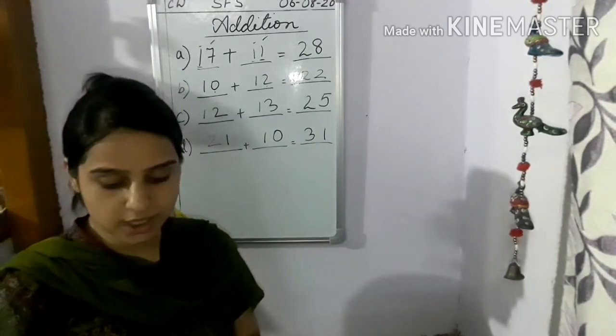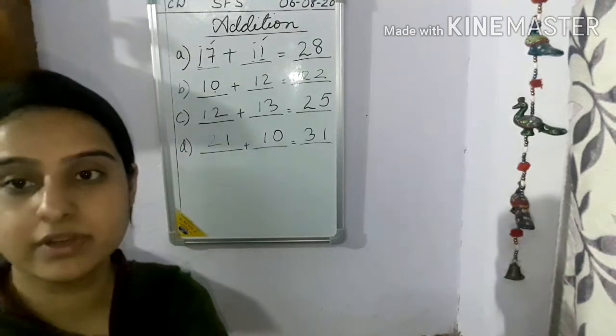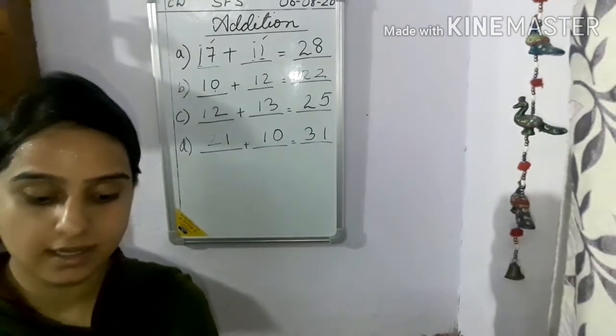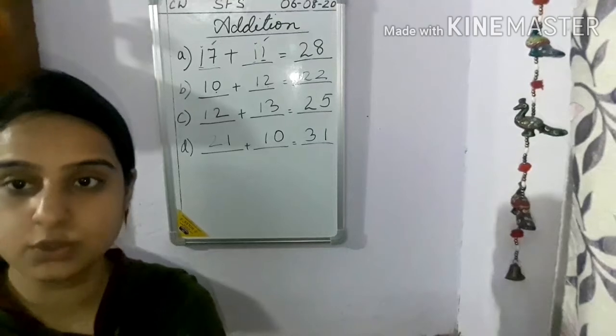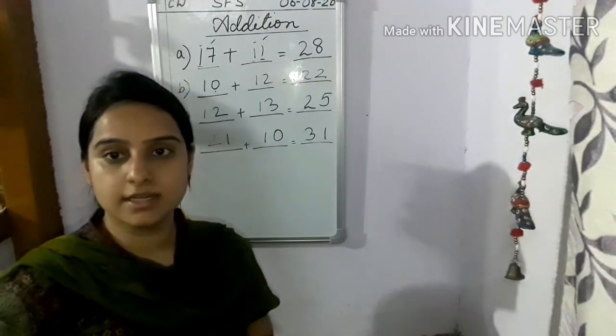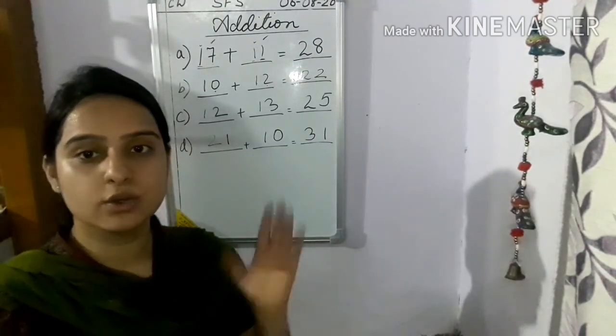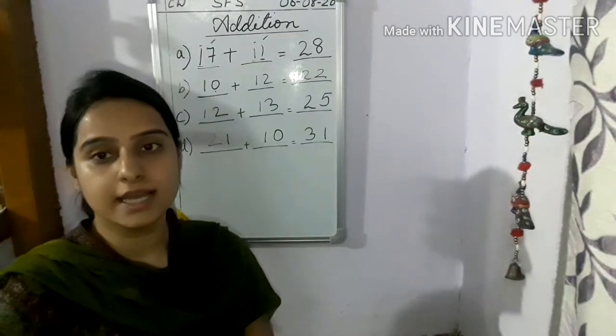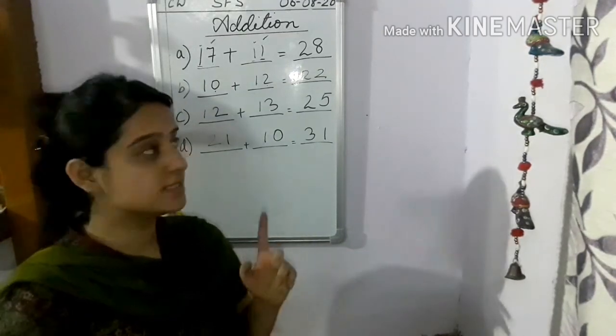So children, you note down this in your book. Today we will do this. In our next class, we'll continue with the next topic. So you can note down this in your book, and children, write down the date, today's date.